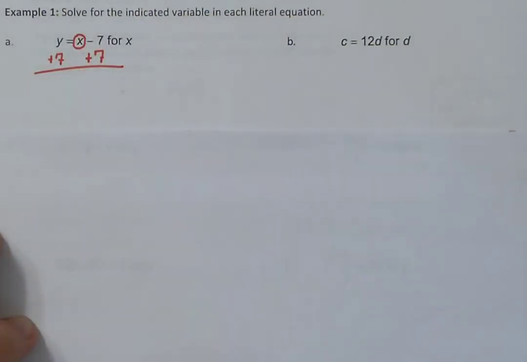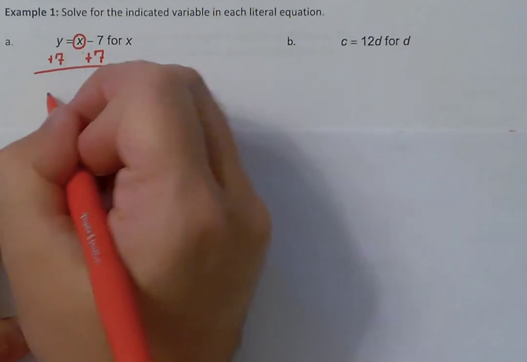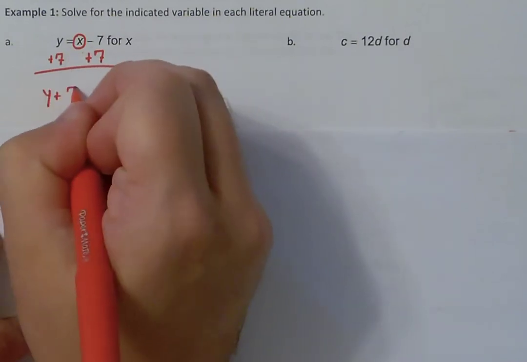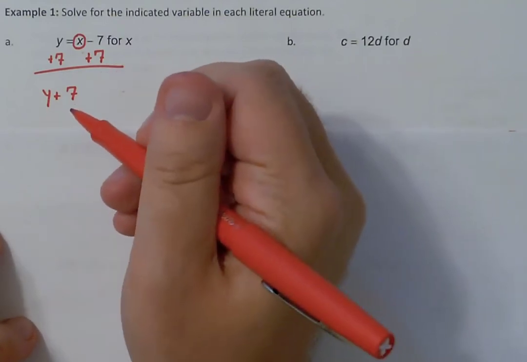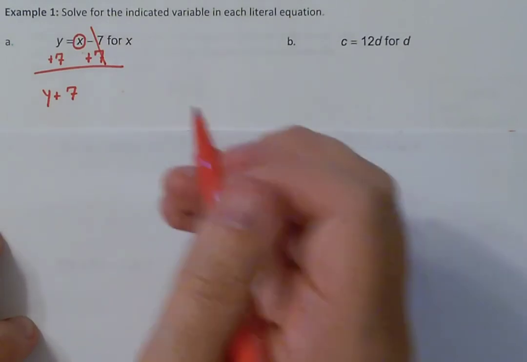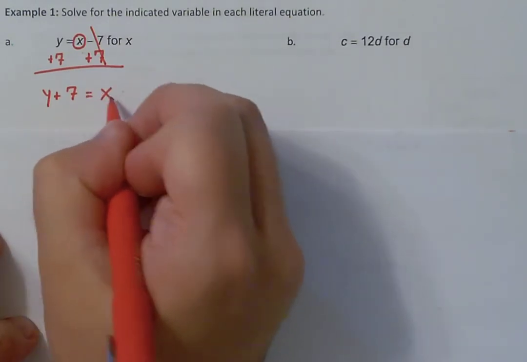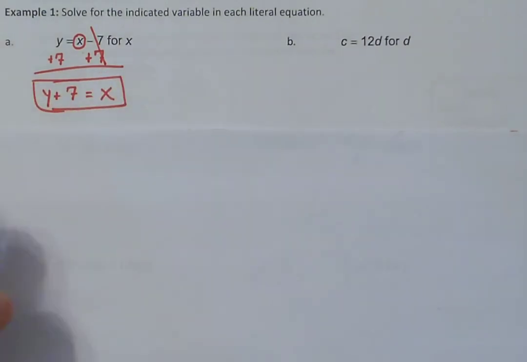of the equation. And then when I do that, y plus 7 is just y plus 7. Because these are not like terms, it just stays as y plus 7. And then the 7s are going to cancel out on the right, and we end up with x on the right. X is alone. It's isolated. So y plus 7 equals x, and I have solved this equation for x.